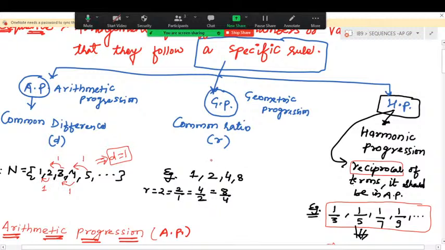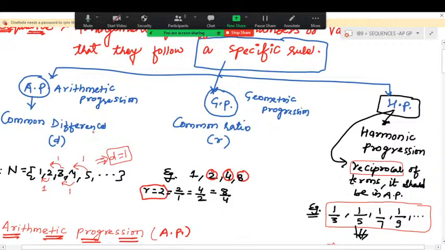What does it mean? If you are dividing 2 by 1, you are getting the same thing. If you are dividing 4 by 2, you are getting the same thing. If you are dividing 8 by 4, you are getting the same thing. And this same thing is known as the common ratio. Similarly here, if you subtract 2 and 1, you get 1. If you subtract 3 and 2 you get 1, 4 minus 3 you get 1, 5 minus 4 you get 1, and this common value 1 is known as the common difference.